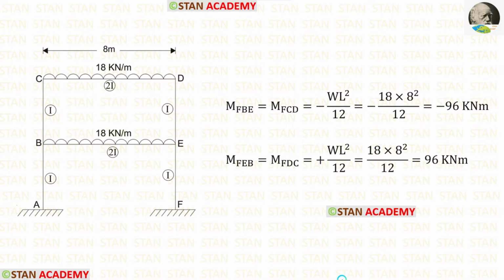Now let us find the fixed end moments. Only in the beams we have loads. In the columns we don't have loads. So in the columns the fixed end moments are 0. For the beams BE and CD, we can find the fixed end moments using these formulas.